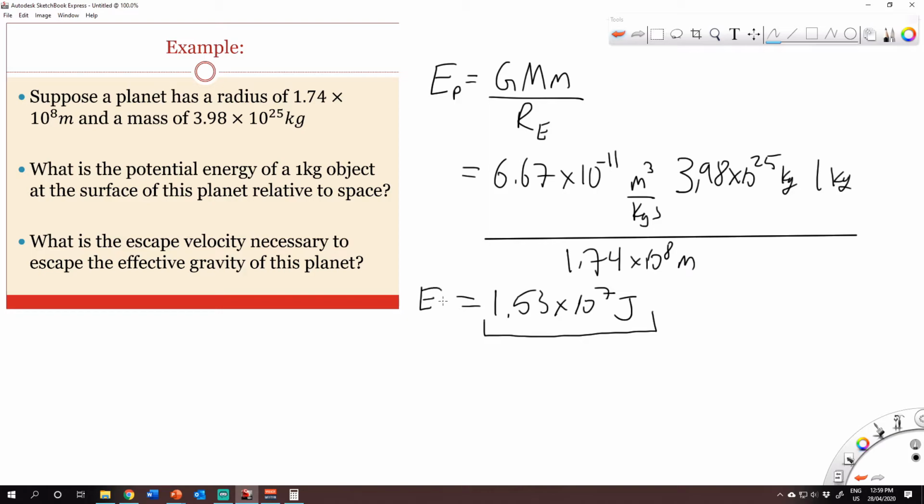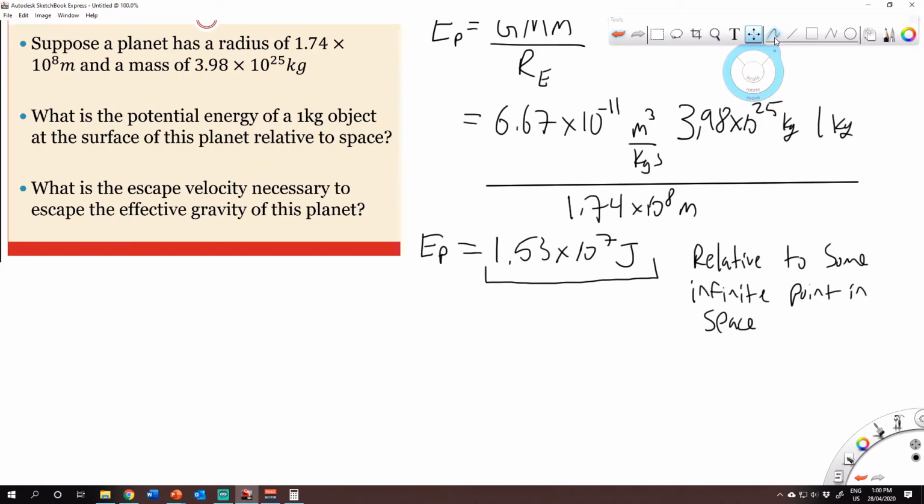Okay, so this is gravitational potential energy, but this is relative to infinity, relative to some infinite point in space. Now, we don't normally report that a 1 kilogram object has this much potential energy because it doesn't make much sense for Earth-based problems. But for space-based problems, this actually makes a lot of sense.